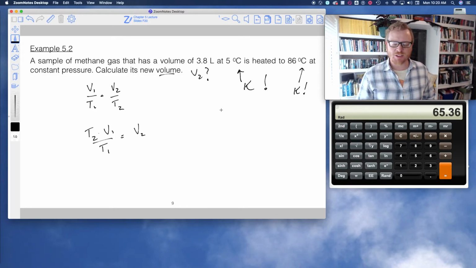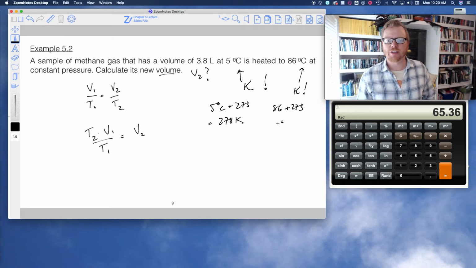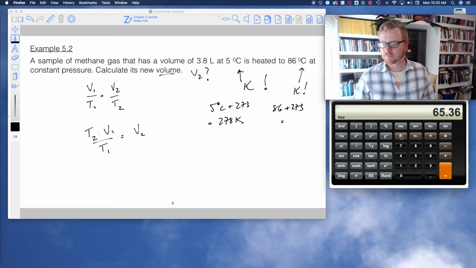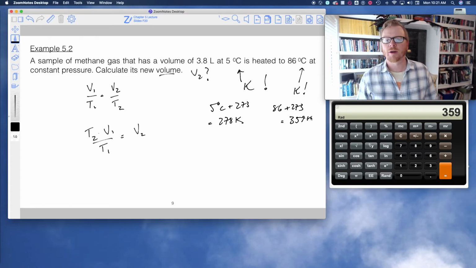So Kelvin, okay. Let's do that. I knew something wasn't sitting right. So 5 degrees C plus 273 equals 278 Kelvin. And then 86 plus 273 is 359 Kelvin. This is going to be a much different answer, something more logical.